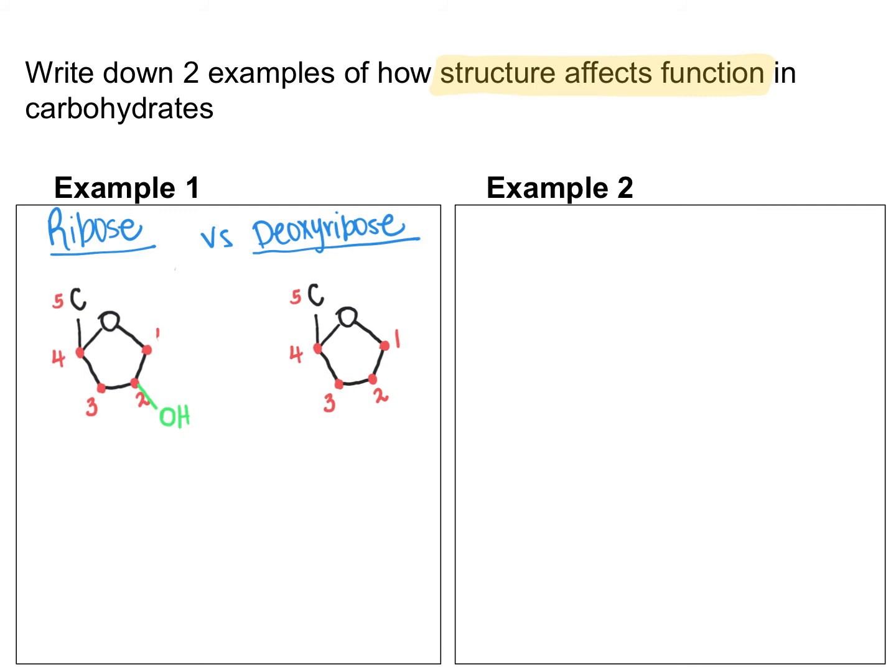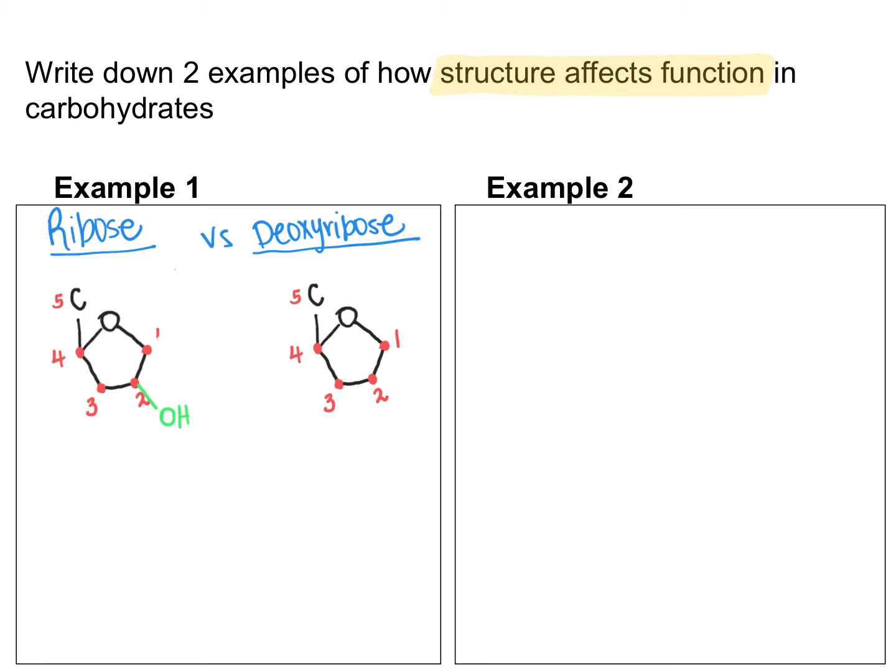Keep in mind that this oxygen, this hydroxyl group, is polar because this oxygen is more electronegative than the hydrogen. So this section right here adds a polar portion to this molecule that is not present here. Now, when we look at RNA and DNA, which these sugars are part of, we know that there are differences that you all learned in 9th grade.